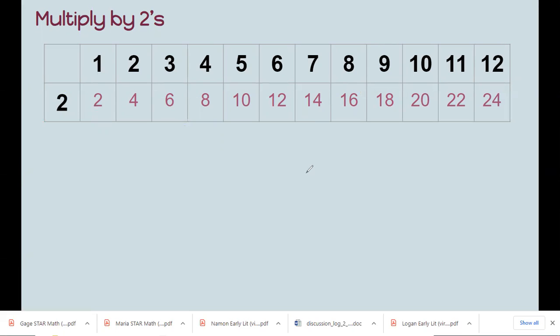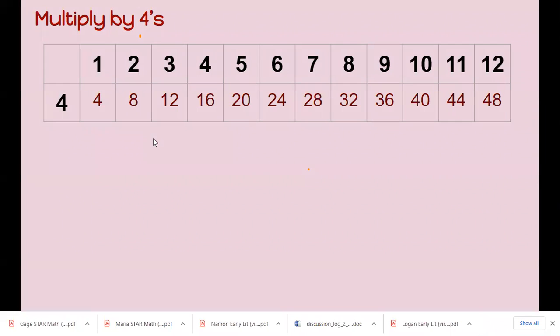Okay, now we're going to do the same thing, but we're going to look at multiples of 4 this time. All right, multiples of 4. We're going to look at the same process. Here is my modified multiplication chart. We're going to do our circles and stars with our groups to practice multiplying by 4.